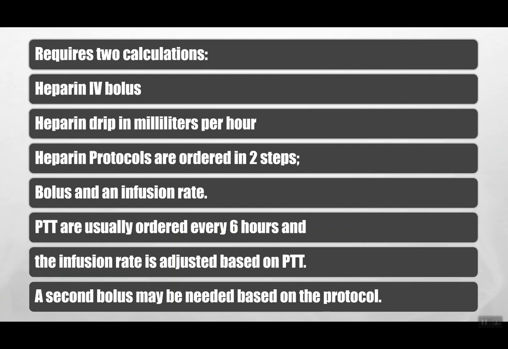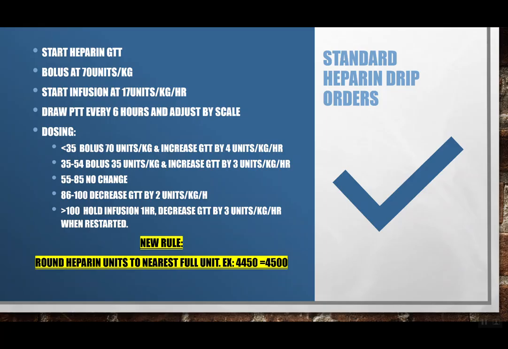You have 2 calculations. You have to do a bolus. You have your drips in milliliters per hour, and your protocols are ordered in 2 steps with bolus and infusion rates. Then you have PTTs, labs that are ordered every 6 hours, and you can adjust your rate based on this. And you can even use a second bolus depending on what it is. So you have to be good at this weight-based to be able to do this correctly.